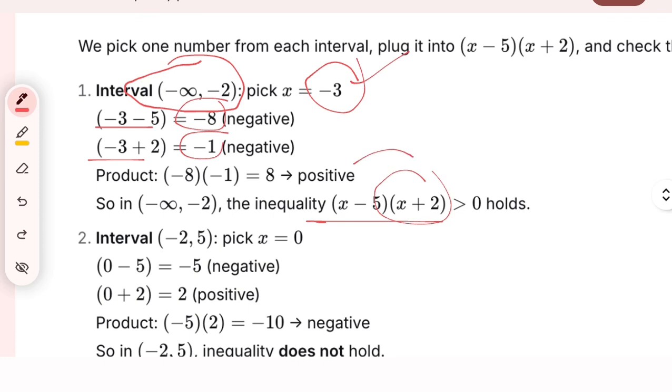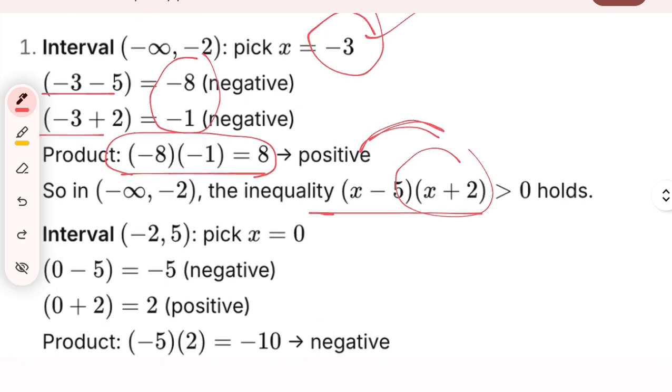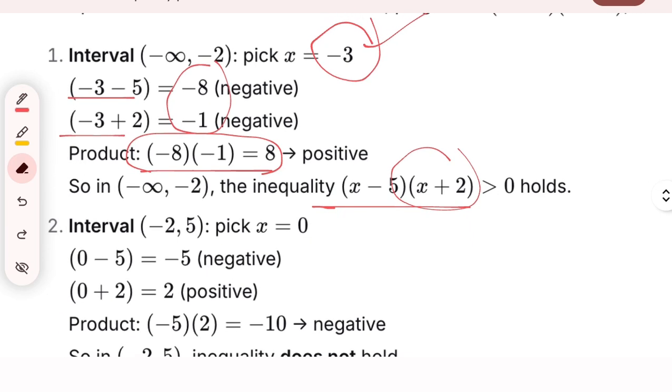Remember, I need to multiply both, right? So that would be negative 8 times negative 1. Negative 8 times negative 1 is 8. It is positive. See? The first one is negative 8, the second one is negative 1, so negative 8 times negative 1, the answer is positive. So it is positive.